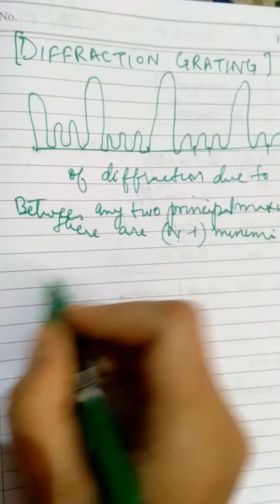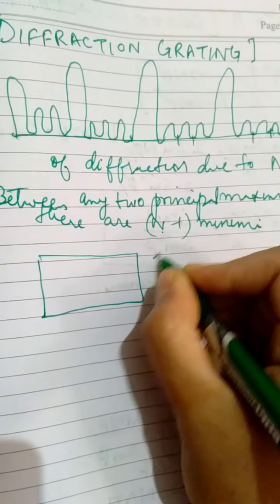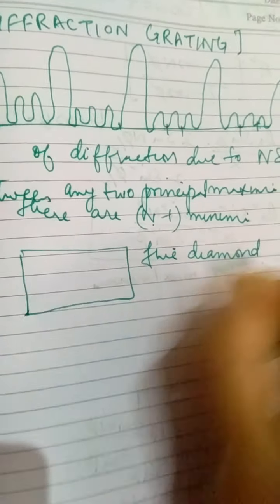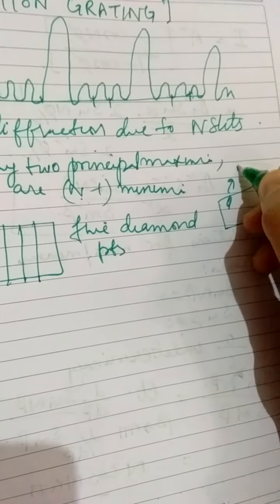diffraction grating. Suppose you have a plain glass plate, right? And by means of a fine diamond pointer, you draw some rulings over it, right? See, what is your common experience? If you scratch glass somewhere, what happens? That portion turns out to be opaque.